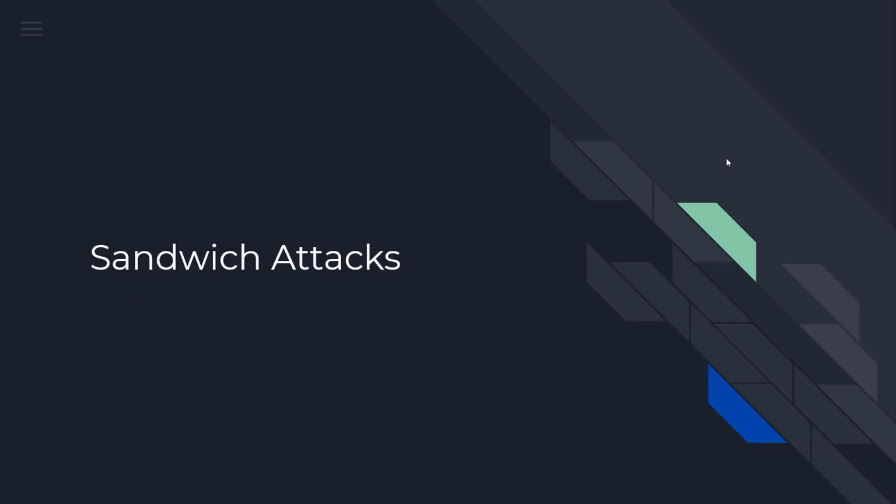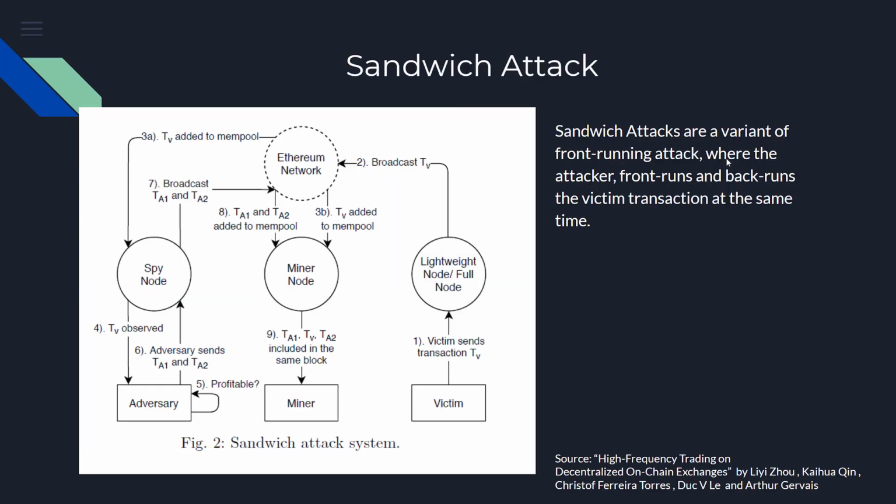Now let's talk about our main topic, sandwich attacks. Here you can see a nice visual representation covering what sandwich attacks are. The victim sends a transaction, TV, from the node. It gets broadcast to the Ethereum network and gets stored in the mempool. As the blockchain is public and decentralized, the information is distributed to all the nodes and everyone can see it.